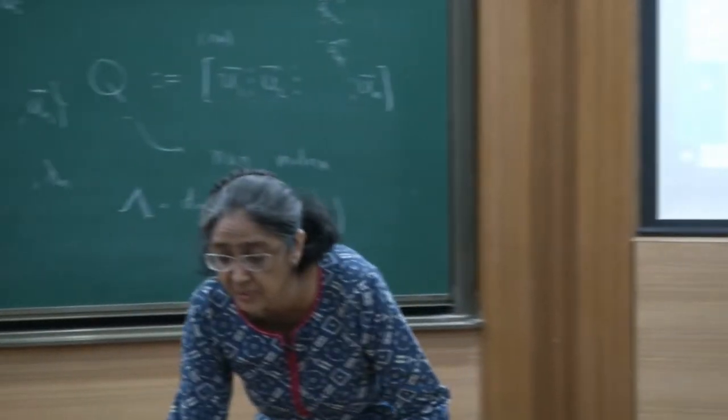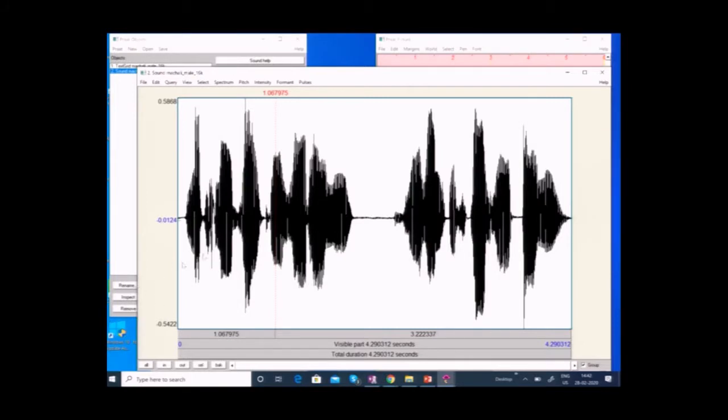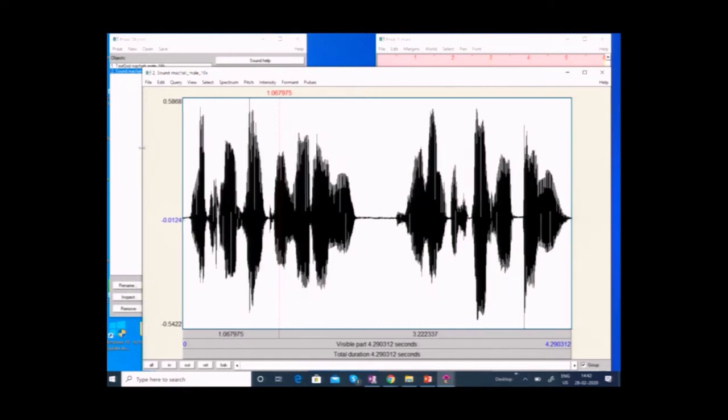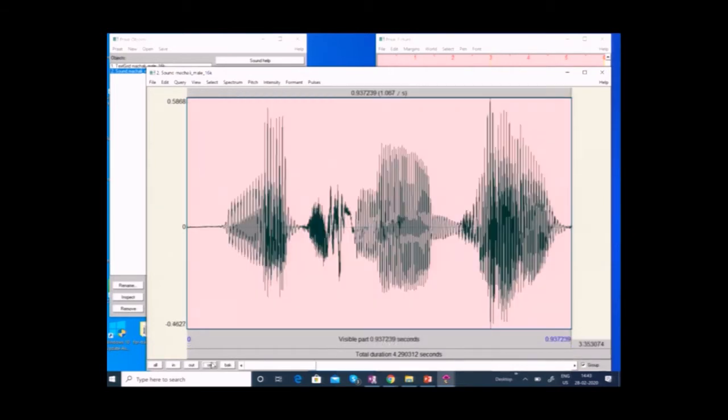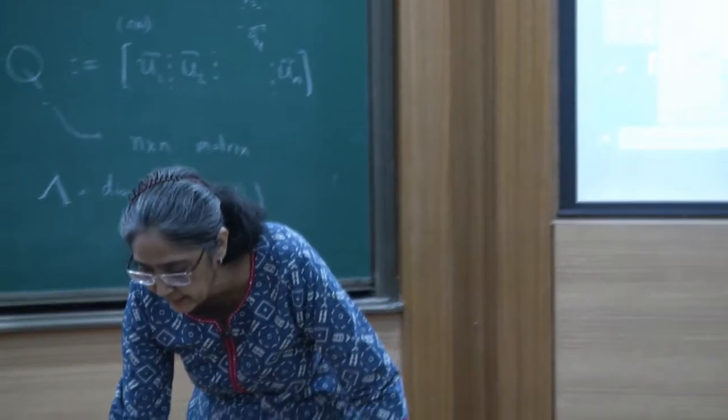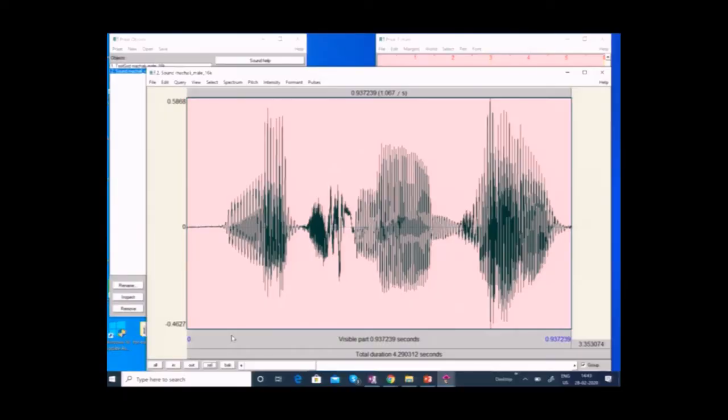So if I pick only a first few, okay, so let's look at this in more detail. Now you can see the waveforms more closely. Now if I play this, you'll hear only some of the words.